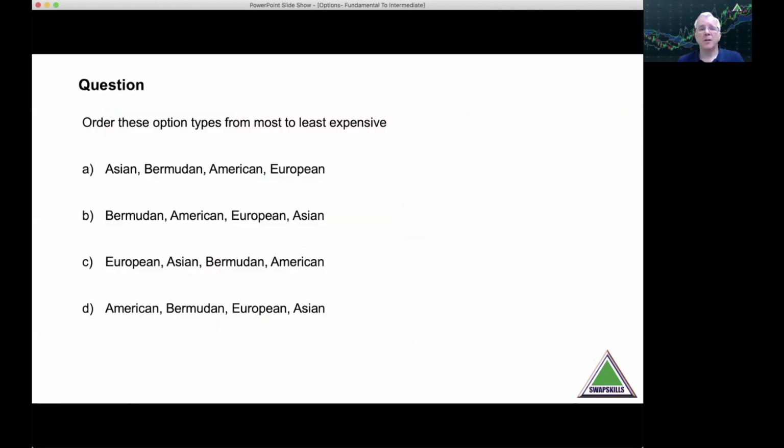Now take a look at this. What I want you to do is look at these 4 lists of options and put them in order from the most expensive option to the least expensive option.